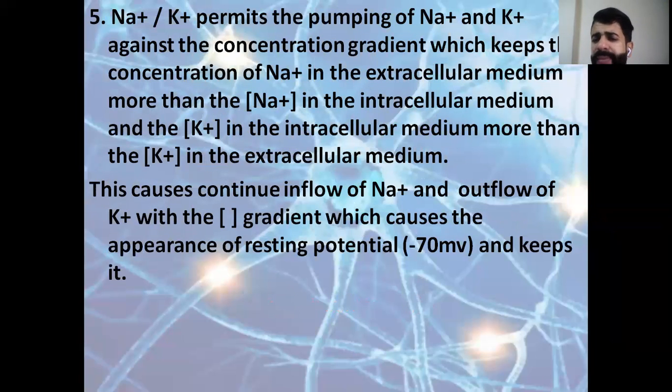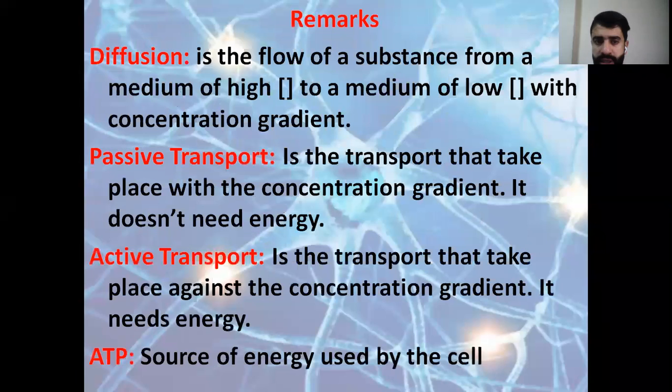Also, talking about the pump, the Na plus K plus pump permits the pumping of what? Na plus and K plus against the concentration. The Na plus concentration in the extracellular is more than that in the intracellular, as well as the concentration of K plus in the intracellular is more than that in the extracellular. This will lead to inflow of Na plus and outflow of K plus with the concentration gradient. This will lead to the appearance of the resting potential of minus 70 millivolt, and this will stay at minus 70 unless we have an effective stimulation.